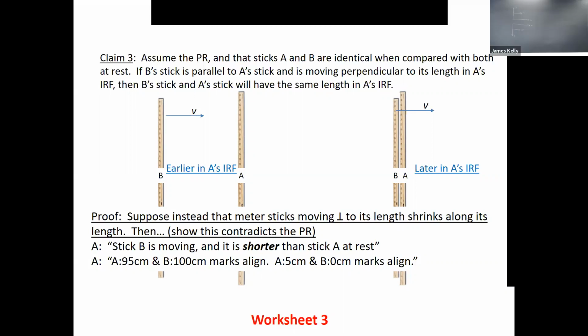Yeah, so the statement that's being asked for is what markings on meter sticks would align. So A is saying, I see my 95 centimeter mark align with your 100 centimeter mark on B as B goes by. Now we're taking the point of view of B, and what is B going to say about the 95 centimeter mark and the 100 centimeter marks? Do they still align from B's point of view? And if so, why?